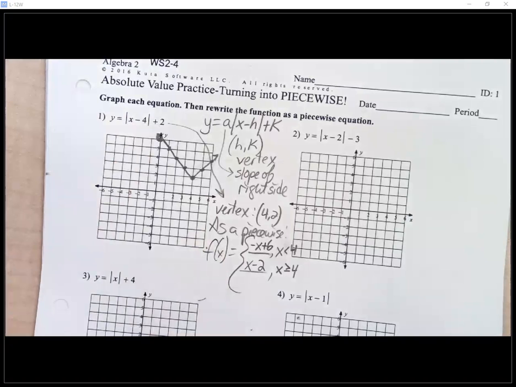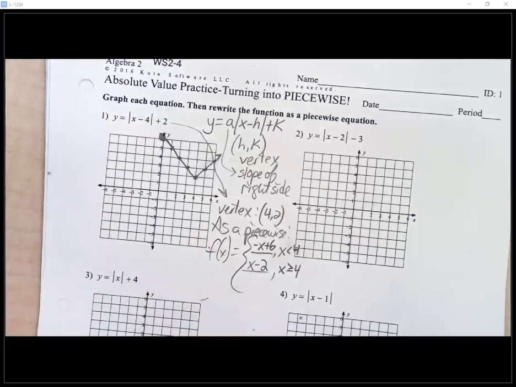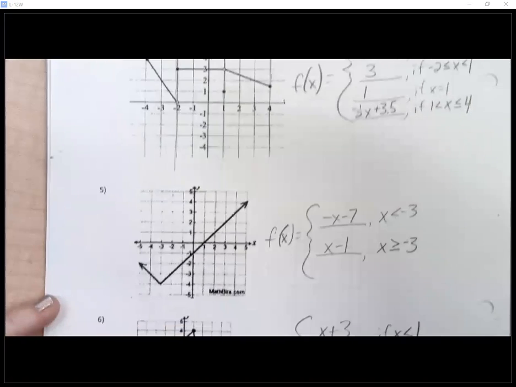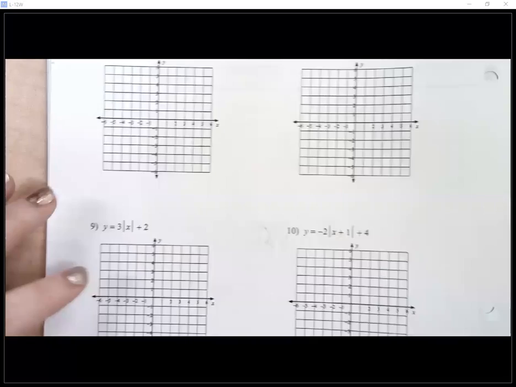Let's do one more together. Let's see, do I have really hard ones? Let's do one of the ones on the back that has a different slope. How about 8? That one looks all right.